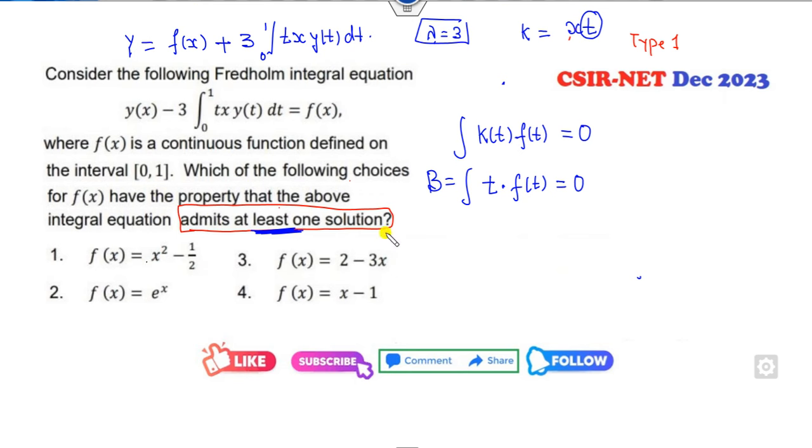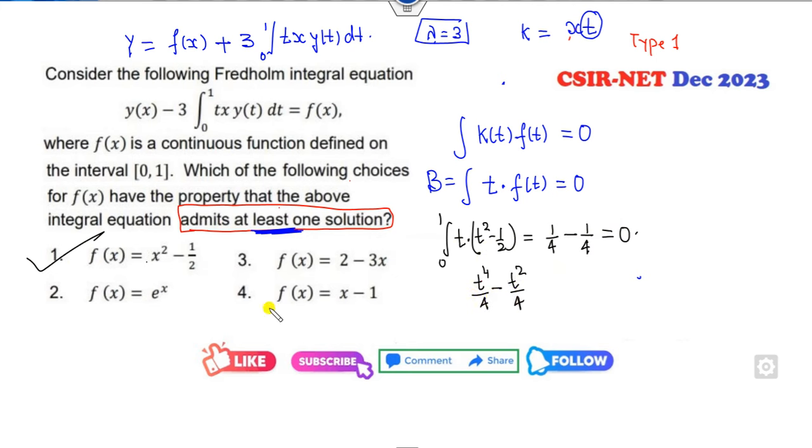So starting from the first, if I substitute t into t square minus half from 0 to 1, it's t cube, 1 by 4 minus 1 by 4, which is 0. So the first property is satisfied. Then t cube: t 4 by 4 minus t square by 4, which is 0. So the first property is satisfied. Second one: t into 2 minus 3 t. So 2 t square by 2 minus 3 t cube by 3, so it is t square minus t cube from 0 to 1. Again, it's 0, satisfied.